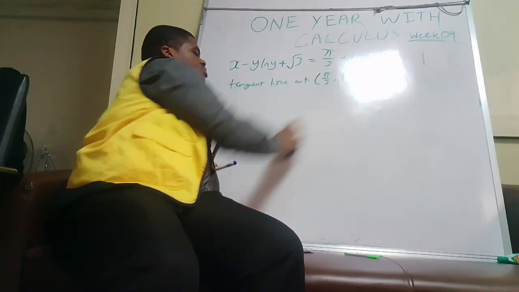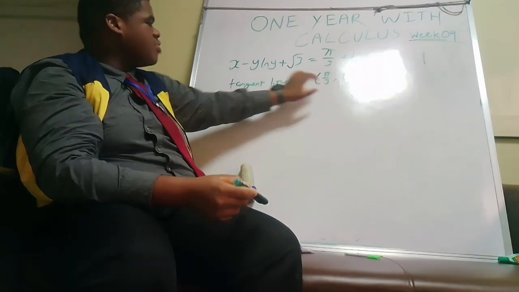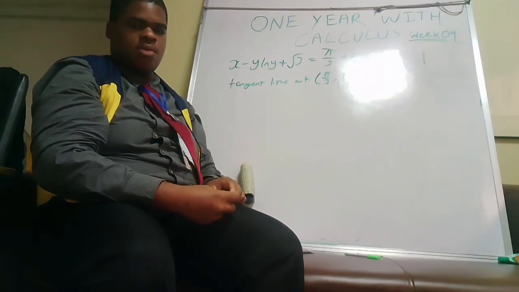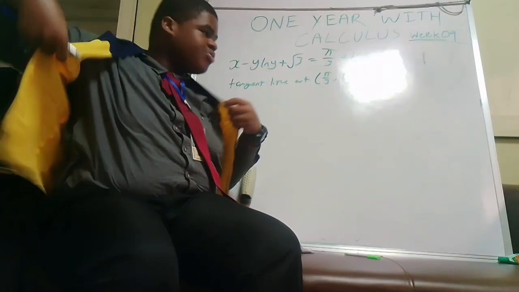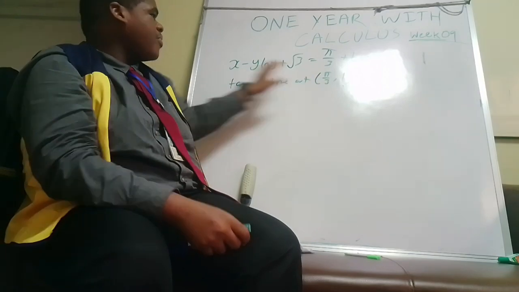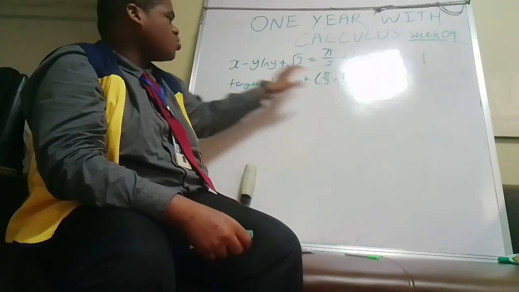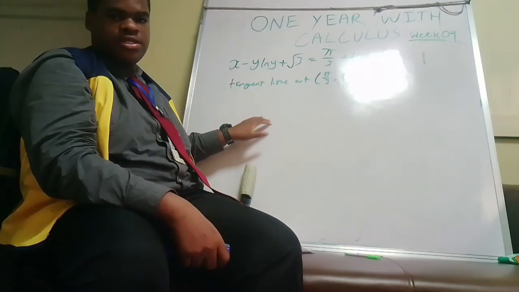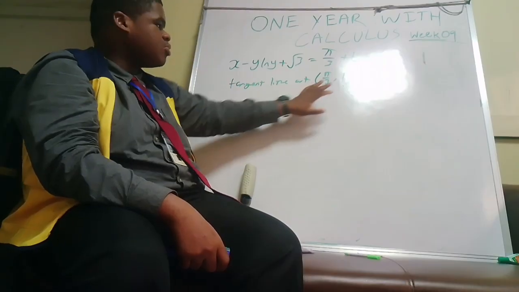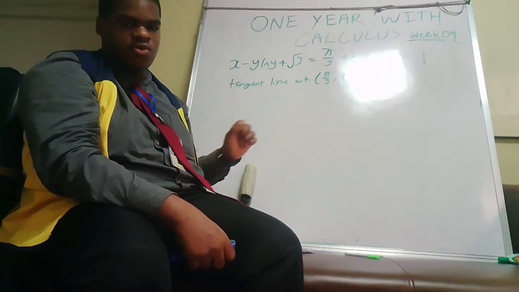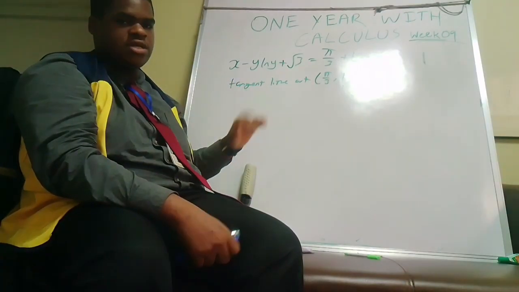So first of all, let me just make sure that this point is actually a point on this curve. To make sure that this point is on this curve, you substitute x equals pi over 3, you substitute y equals 1, and you should get equality. If there's no equality, that means this point is not a point on that curve. The point can be anywhere else in the graph.